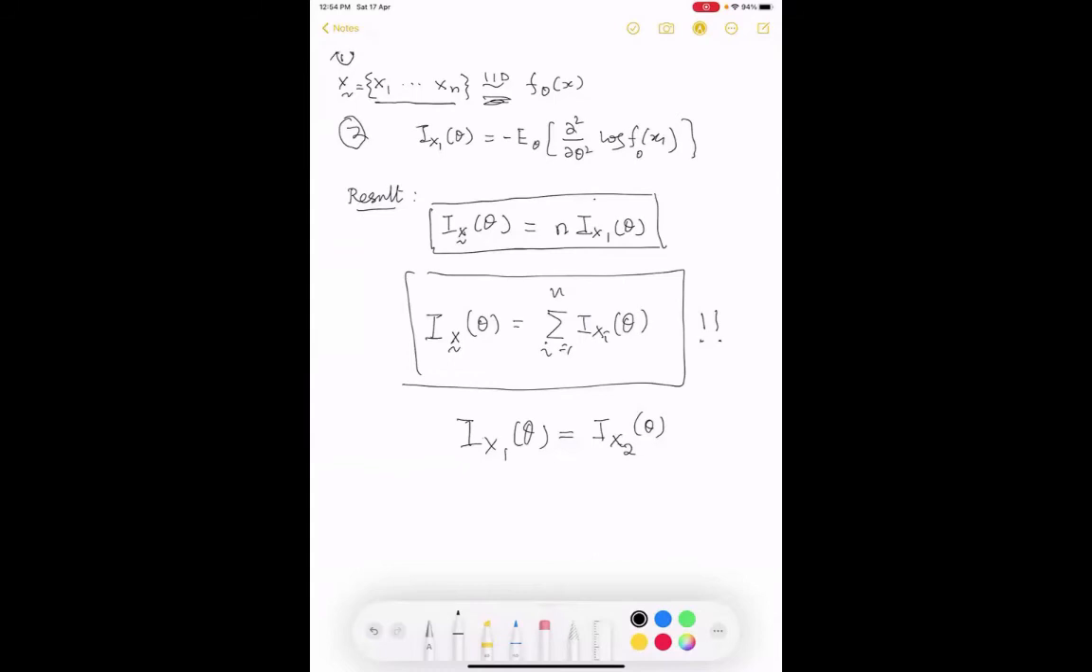Is there any finite range of numerical values that the information content of theta takes? Information is always a function of theta. The way it is defined, if you look into the definition, it will be some function of theta.